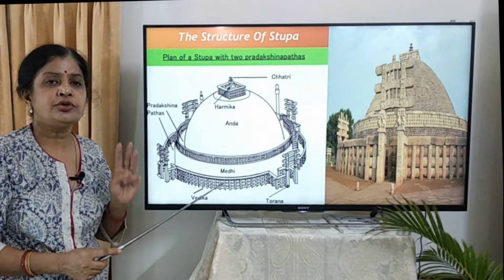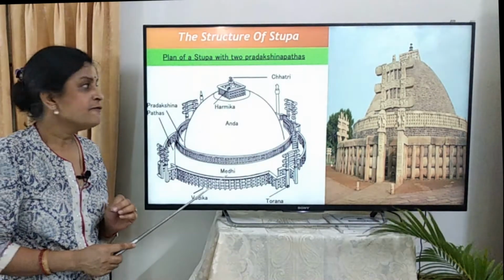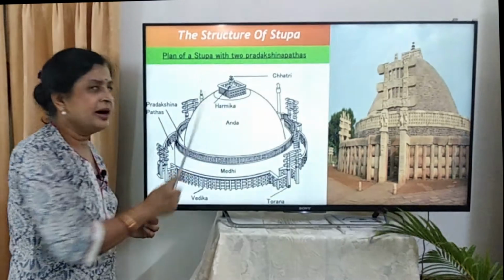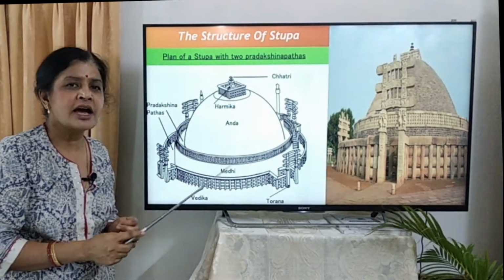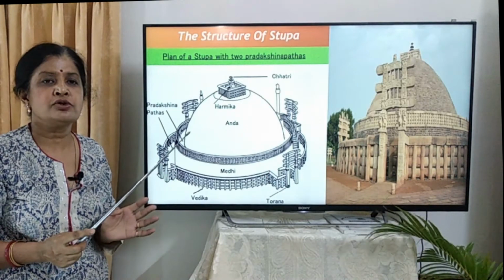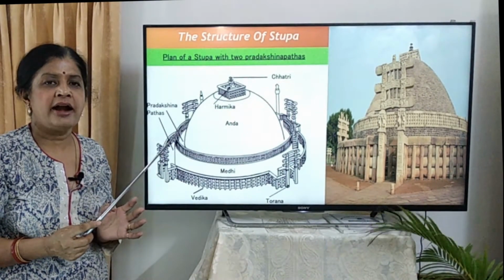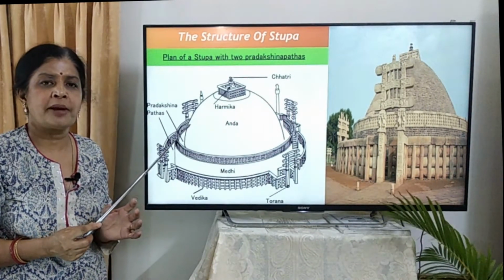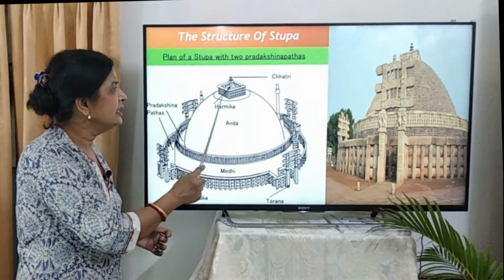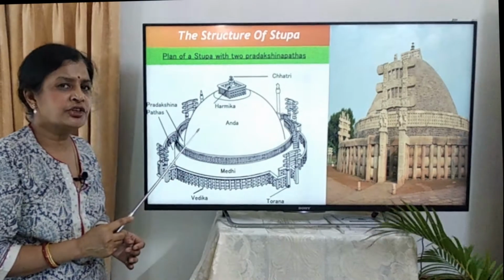They are related to three jewels. What are they? First is related to Buddha. Second is related to Dharma. And the third is related to Sangha, where the Buddhist monks used to live, and a lot of discussion used to take place on philosophical matters. So therefore, these are the three components of the Chhatri.